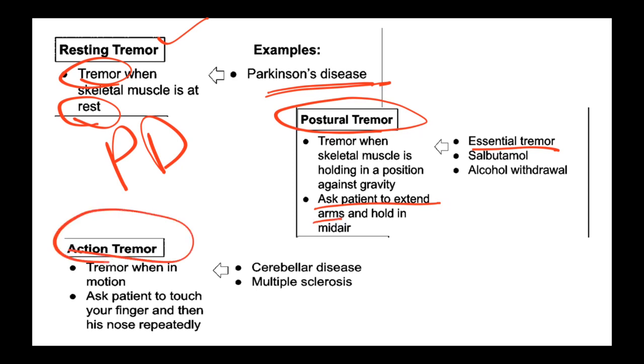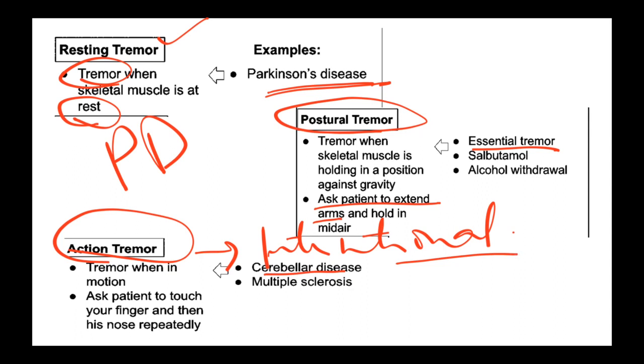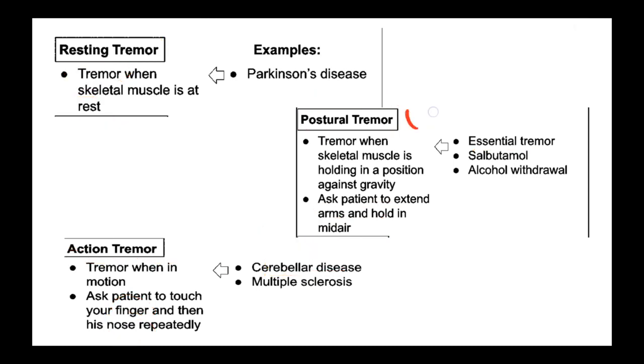An action tremor is nothing but seen in cerebellar disease, also called intentional tremors. These are when the patient is being asked to do something specific, like asking the patient to touch your finger and nose repeatedly. That's when the tremor is going to be seen. Postural tremors, that is essential tremors, are also seen with salbutamol as a side effect, okay, and also seen in alcohol withdrawal.